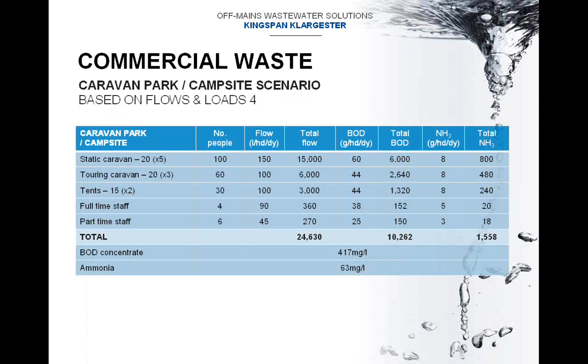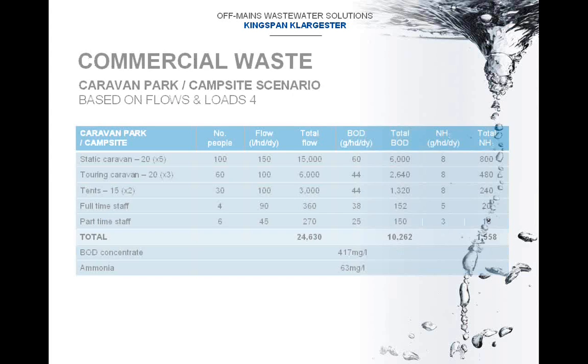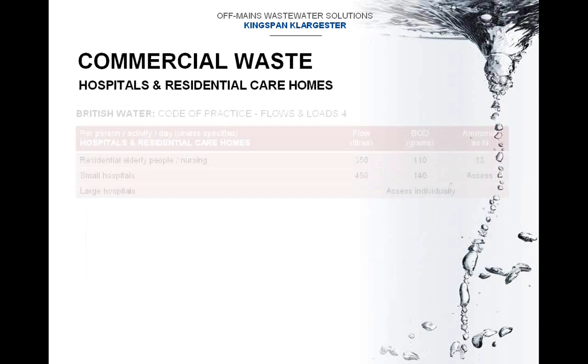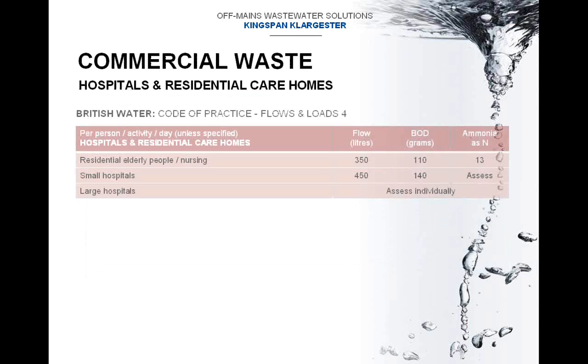Caravan parks and campsites. These can be a little bit more tricky because obviously in the summer use we'd have very high loadings, and perhaps in the winter the site may be down to a bare minimum or even closed. Hospitals, residential care homes. These need to be assessed almost individually, as the flows can range between 350 to 450 litres per person, with the organic load double or maybe treble what you'd expect in a typical domestic situation.